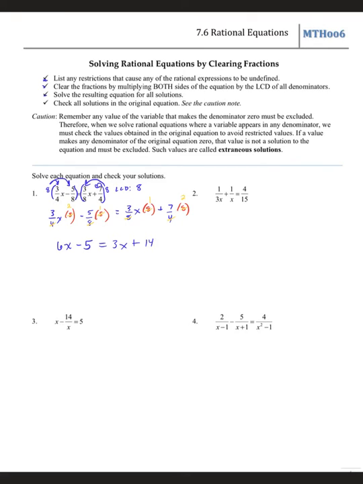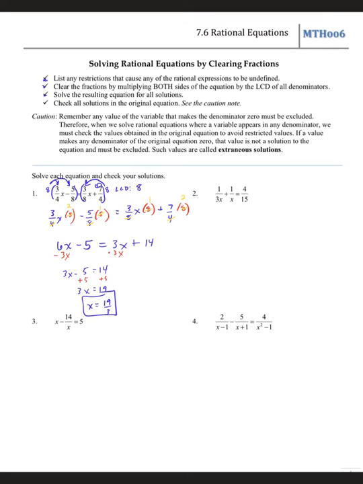And then the next step, the third one, solve the resulting equation for all solutions. So now we have to solve this. So we subtract a 3x from both sides. So we're left with 3x minus 5 equals 14. Next thing we have to do is add a 5 to both sides. So we get 3x equals 19. Divide both sides by 3. We get x equals 19 over 3.